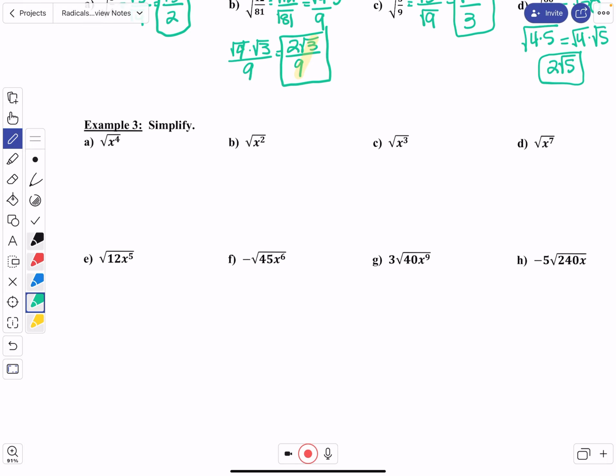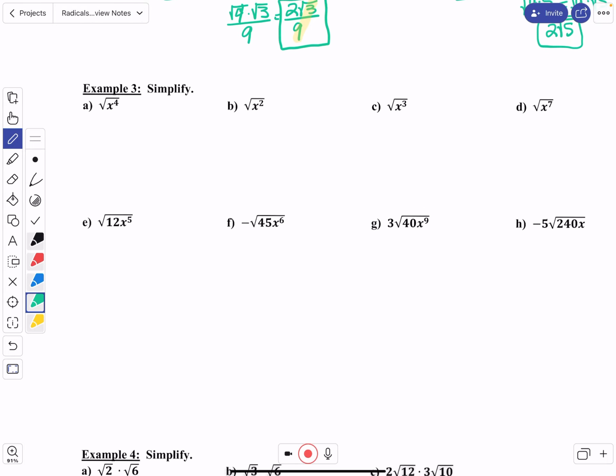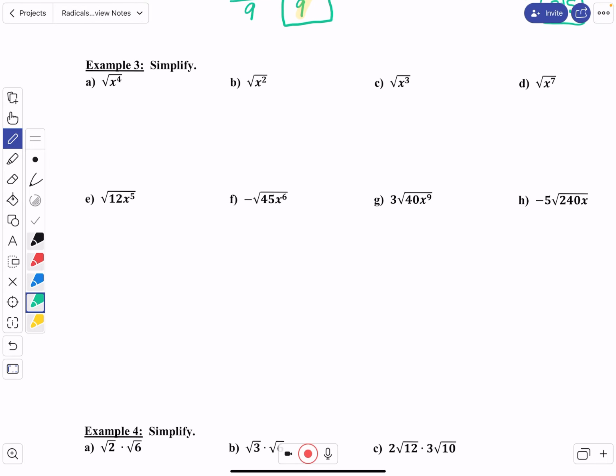Okay, so now let's talk about variables. When we do variables, what you want to do is see how many times your root will go into your power. So remember, if there's no root there, it's a square root. There's like an invisible 2 right there. So you want to ask yourself, how many times does 2 go into 4? Basically, you're just dividing. 4 divided by 2 is 2, so you're left with x squared.